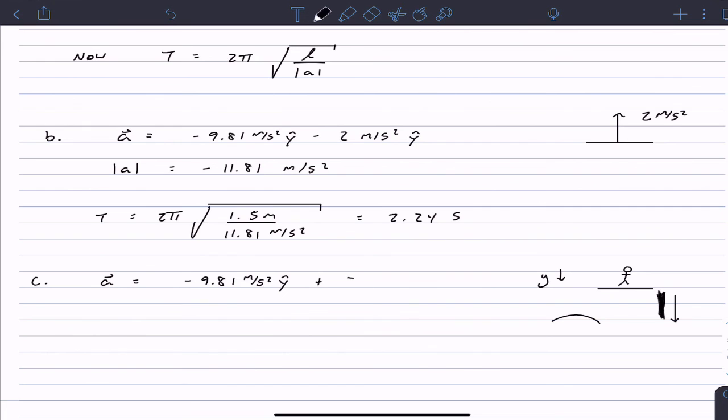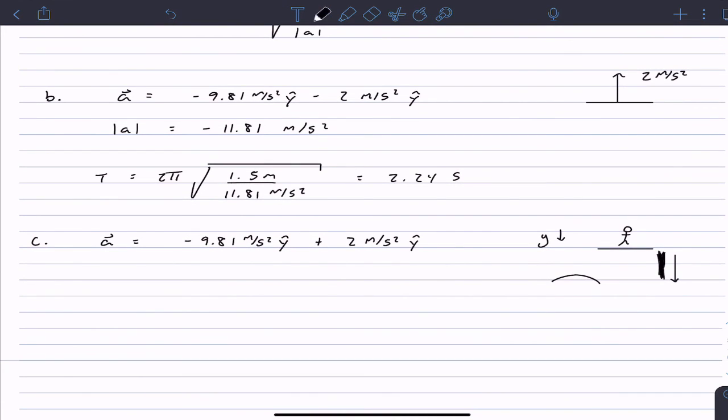So now we have positive 2 meters per second squared in the y-hat direction, right? Because if this one was pushing up at you and you were feeling a greater acceleration, you're actually going to feel 2 meters per second squared less acceleration if the elevator is dropping out from under you at that accelerated rate, right? Anyhow, the magnitude is 7.81 meters per second squared.